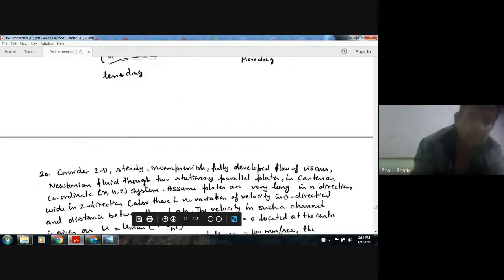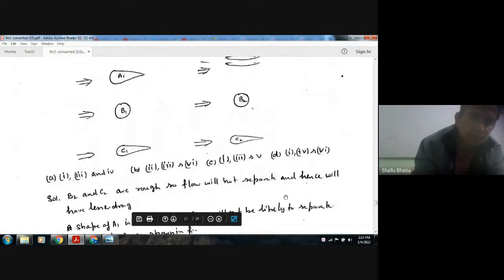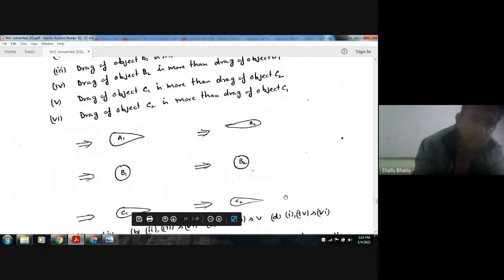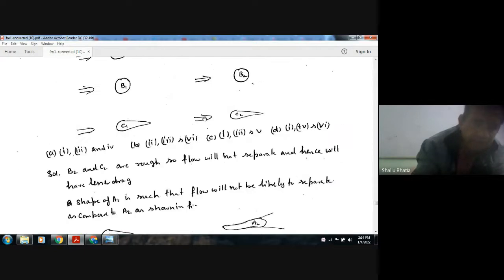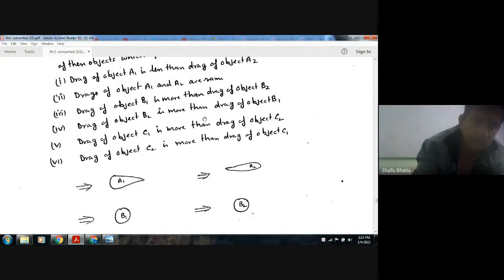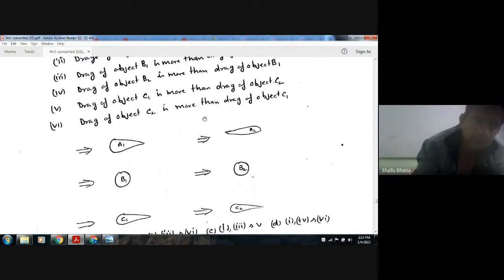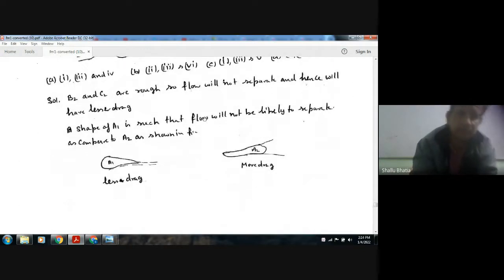So the answer: B2 and C2 will have less drag, B1 has more drag, C1 has more drag, so 3 and 5 are correct. And statement 1, drag of object A1 is less than that of A2, is correct. So 1, 3, and 5, option E is correct.